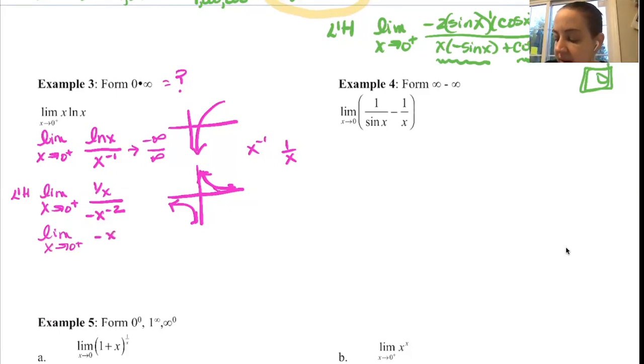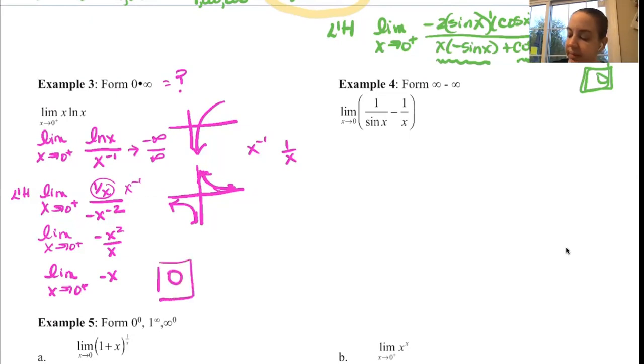So this is negative x squared over x. And with those algebra rules, this becomes a negative x. You could have subtracted exponents, that would have worked as well. You could have called this x to the negative 1, and negative 1 minus the negative 2 is really 1. However you want to get there, if you put 0 in place of the x, your answer is 0.